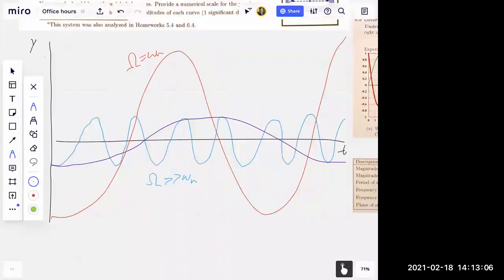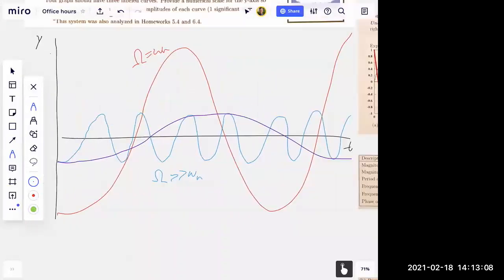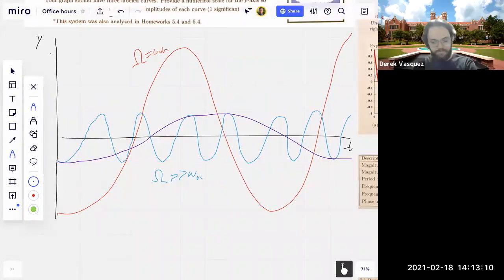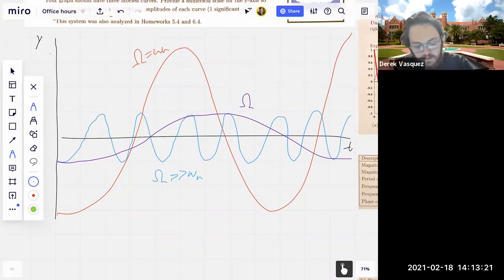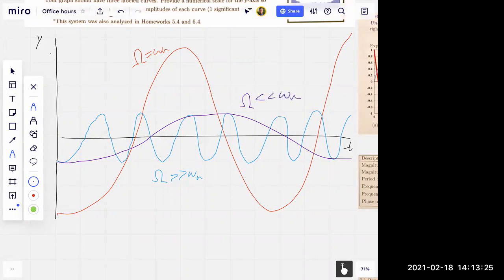Just to clarify, that purple one is whenever omega is less than omega n? Yes, that's correct. Okay, thank you.